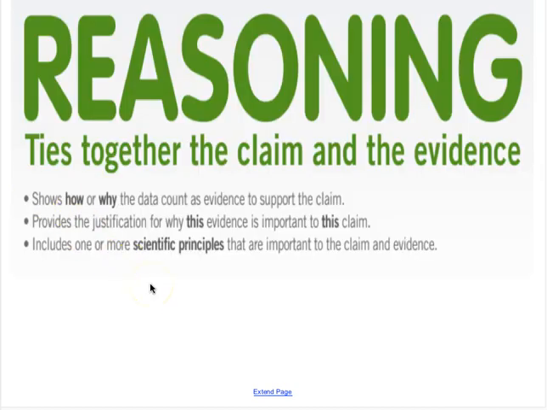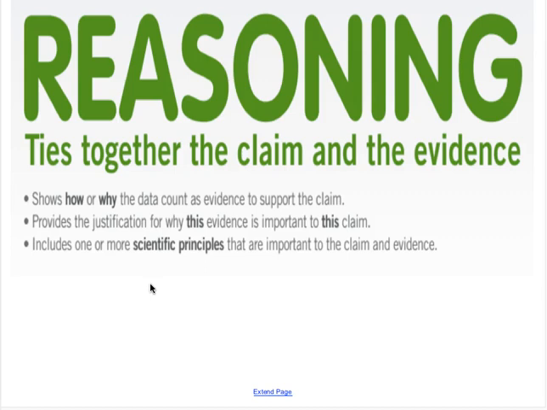Now, reasoning shows how or why the data counts as evidence to support the claim. So for the most part, you just need to take every piece of evidence you found and explain why it fits the claim. And that's really a good outline that you can do. As a rule of thumb, go through every piece of evidence and make sure you talk about every piece of evidence and why or how it supports the claim.